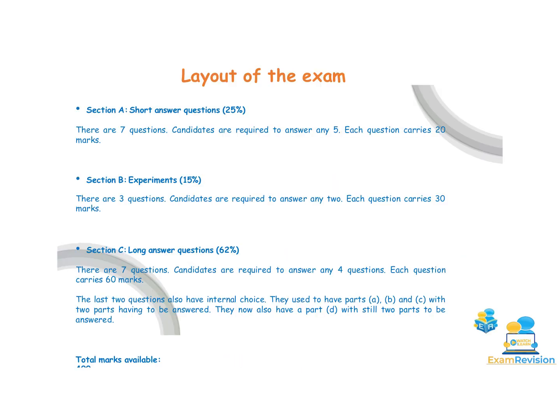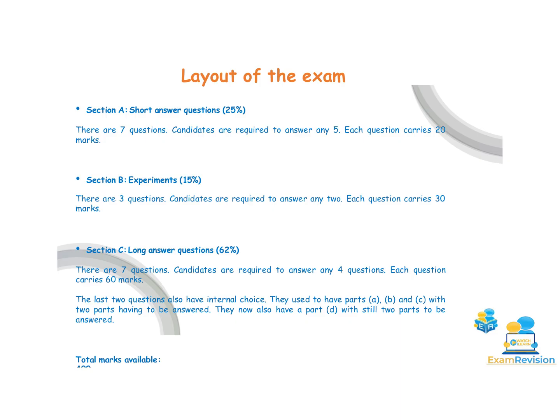Now, before I get into the predictions for this year, I just want to give a brief overview of the Leaving Cert paper and what you can expect on the day. So there's 3 sections for Leaving Cert Biology. We have section A, which is the short answer questions. There will be 7 questions. You're required to answer any 5, with each question carrying 20 marks for a total of 100 marks.